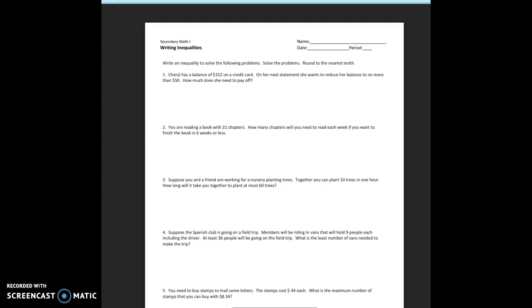Okay, so for these problems, you kind of have to figure out, am I going to multiply what they want? Do we add? Do we subtract? So setting up the equation is probably going to be the hardest.